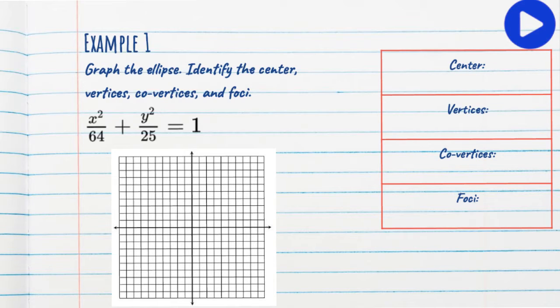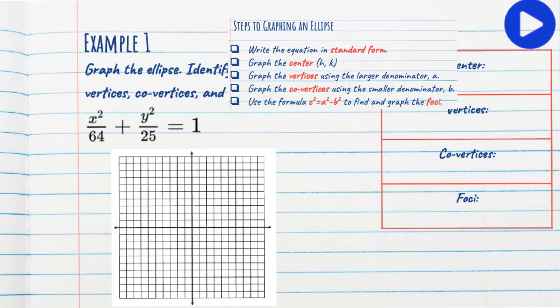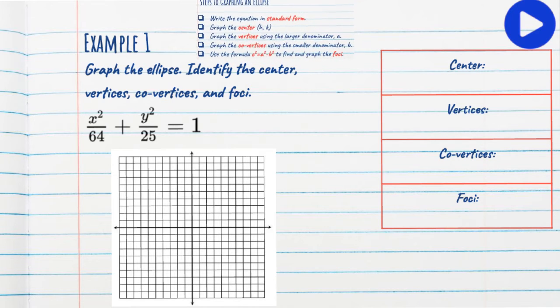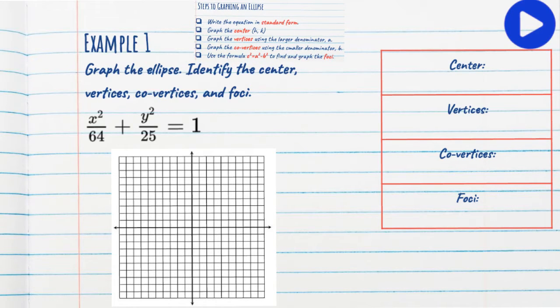Example 1. So here we're going to graph the ellipse, identify the center, vertices, co-vertices, and foci. And I'm going to start off with a little list of the steps that should help keep us on track as we go. So I know this is kind of small, but if I put it at the top here, it's going to keep me on track. So the first thing I need to do is write the equation in standard form, but I need to figure out if the ellipse that I'm looking for is vertical or horizontal.